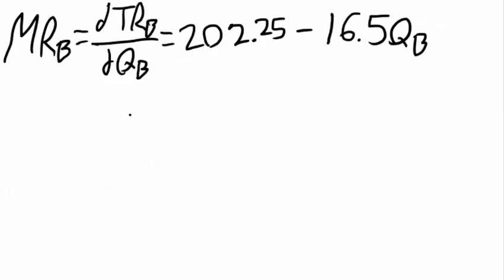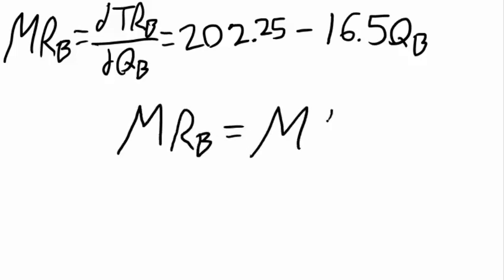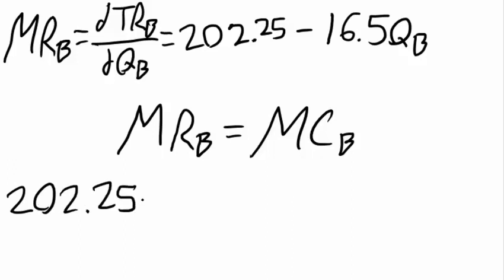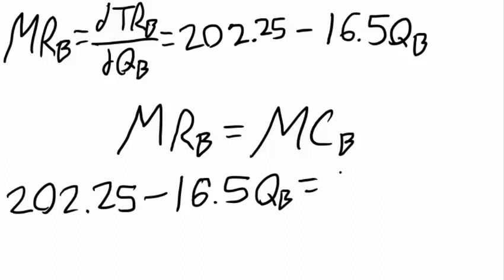And since we were given marginal cost of B at the beginning of this problem, we can profit maximize using the rule marginal revenue B equals marginal cost of B. And we have 202.25 minus 16.5 QB equals 14 plus QB.